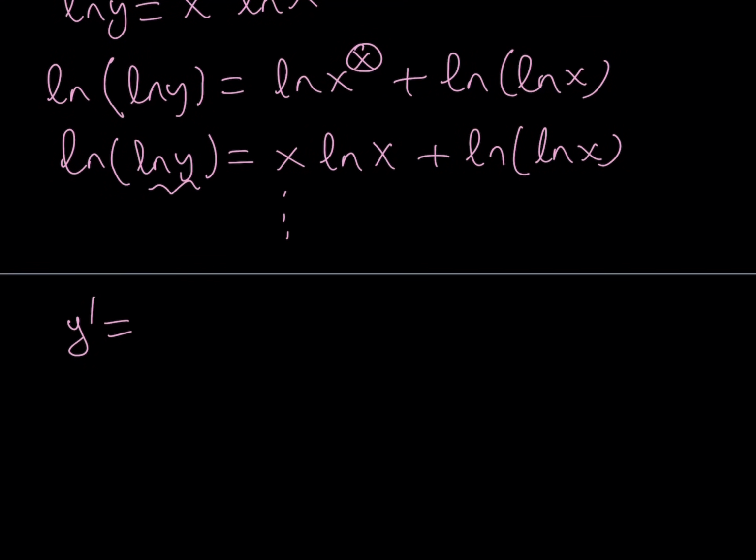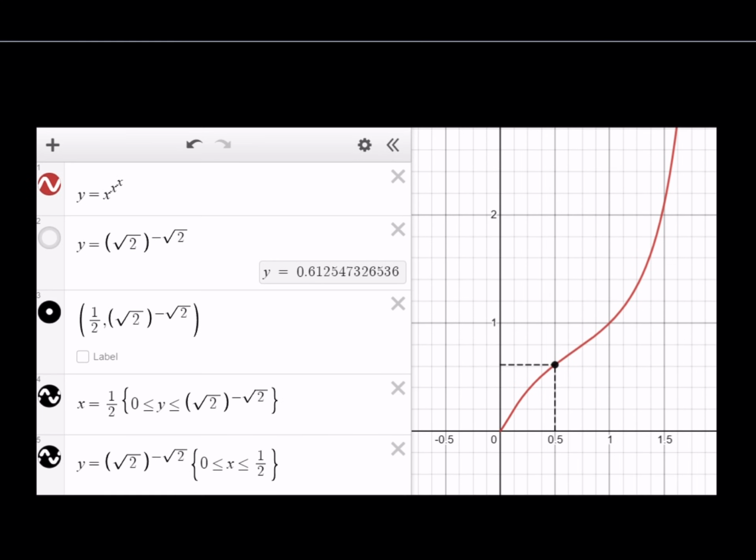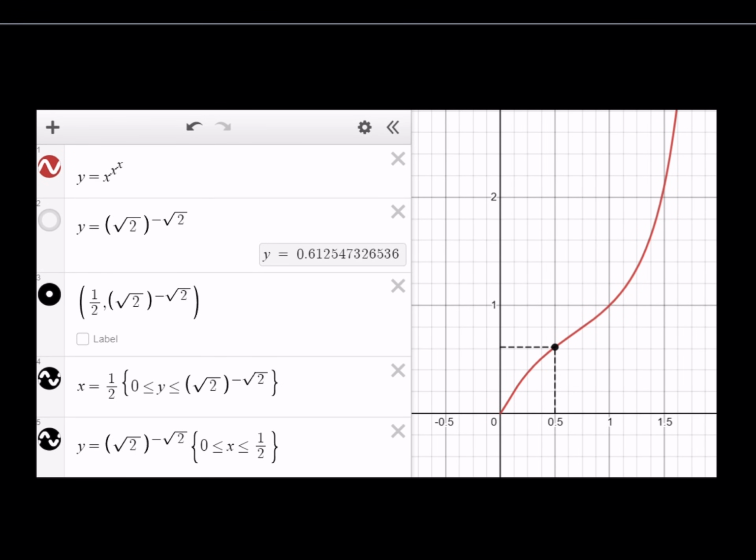The derivative of y is going to look like x to the power x to the power x, multiplied by x to the power x, multiplied by ln x, and all of that is being multiplied by 1 plus ln x plus 1 over x ln x. That's a long process, so I'm going to skip forward, and I want to show you the graph of this function. Now, what does the derivative tell you? Well, if the derivative is positive on a certain interval, then your function is going to be increasing. So here's the graph of y equals x to the power x to the power x.